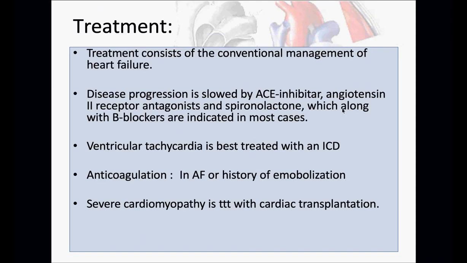Next, the treatment is the treatment of standard heart failure. And the disease progression is even slowed by the use of ACE inhibitor and spironolactone together with beta blocker. Ventricular tachycardia is best treated with implantable cardiac defibrillator, anticoagulation if there is AF or history of embolization, and severe cardiomyopathy refractory to medical therapy is the indication for cardiac transplantation.